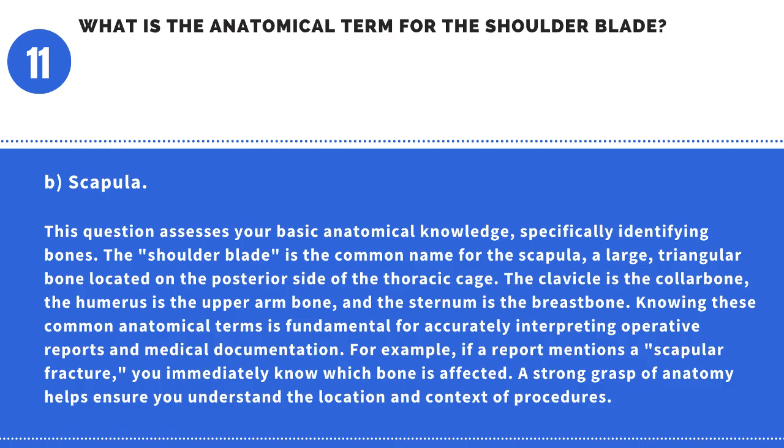This question assesses your basic anatomical knowledge, specifically identifying bones. The shoulder blade is the common name for the scapula, a large, triangular bone located on the posterior side of the thoracic cage. The clavicle is the collarbone, the humerus is the upper arm bone, and the sternum is the breastbone. Knowing these common anatomical terms is fundamental for accurately interpreting operative reports and medical documentation. For example, if a report mentions a scapular fracture, you immediately know which bone is affected. A strong grasp of anatomy helps ensure you understand the location and context of procedures.